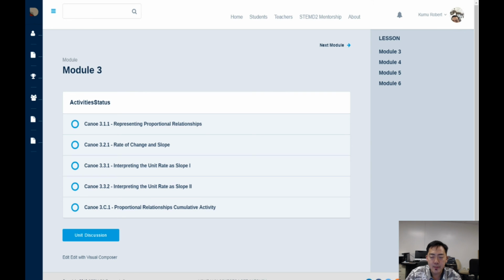Module 3 in the Go Math book covers proportional relationships. These are relationships that are linear with a y-intercept of 0. The first activity we'll be discussing is Canoe 3.1.1. So this is the first activity that corresponds with lesson 3.1 in the Go Math book.